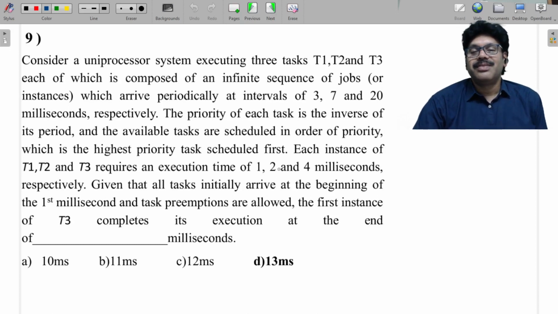Yeah, this is a very interesting question, and I have never seen this kind of question in any exam. It is a very tough one. So there are different cases we need to analyze carefully. 3 tasks, T1, T2, T3.